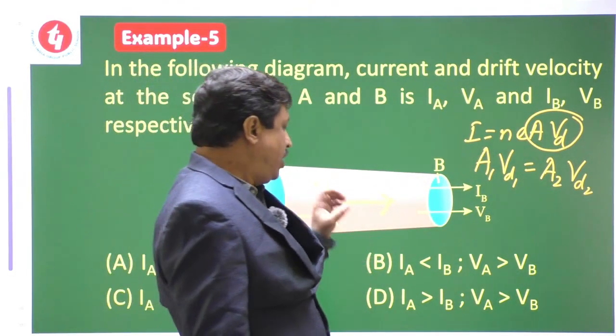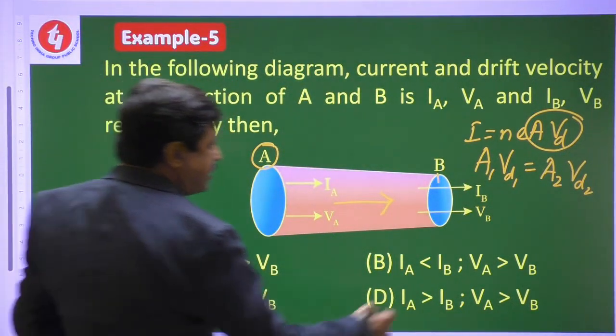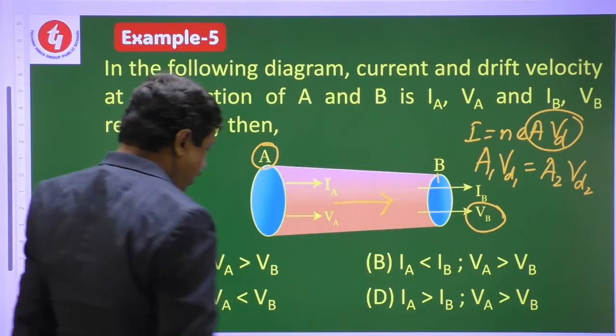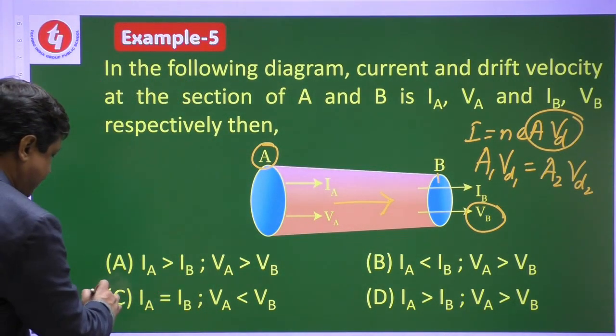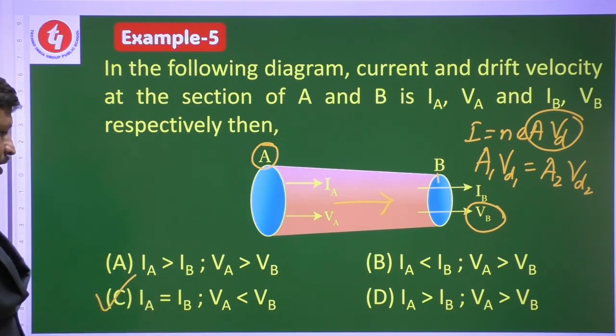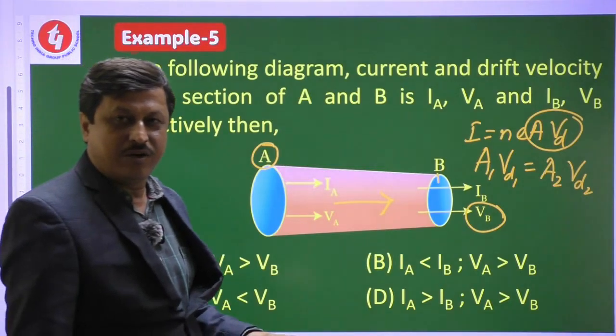Where the area of cross section is smaller, obviously the drift velocity is larger. So here IA equals IB, but VB is greater than VA. Which option is correct? VB is greater than VA, right? Option C is correct: IA equals IB and VB is greater than VA. Is this okay?